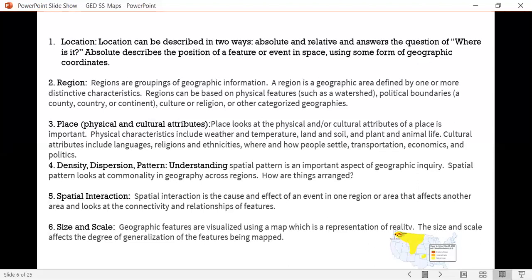Size and scale. When you look at this on a map, you see the geographic features visualized using a map, which is a representation of reality. The size and scale affects the degree of generalization of the features being mapped. So when you're looking at a map, you always know that they give you that little information over in the key, what an inch would equal. So if you want to know if it's 100 miles and how many inches it is from one location to another, you can measure, and then you can adjust that to the mileage key that they give you. So these are the different parts of the map that we're going to be looking at, learning how to study them, learning where all of this falls in together.